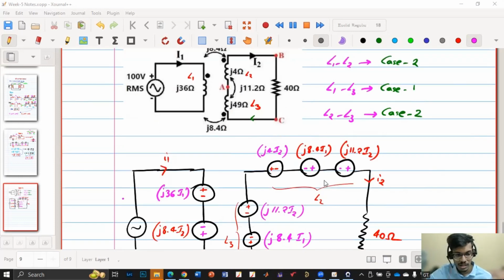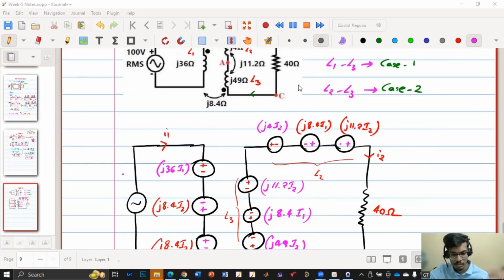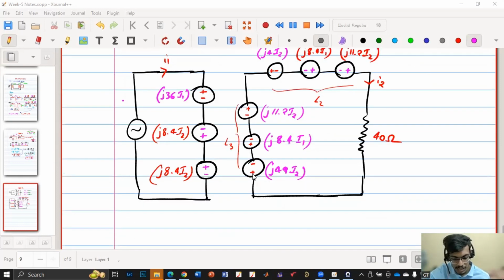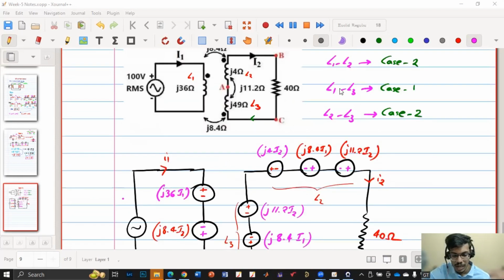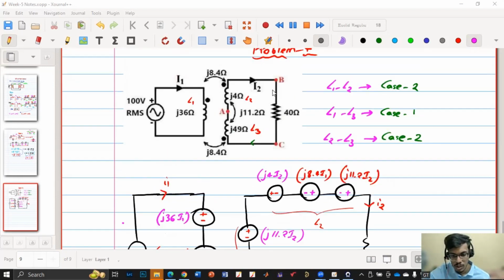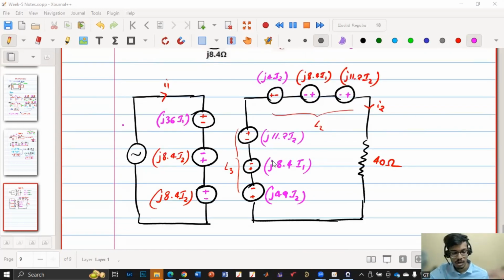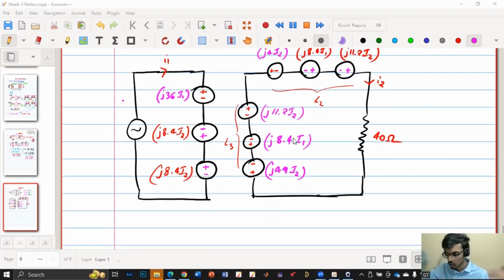And I have written the voltage expressions, which is the impedance into current. Now coming to L3, as current is entering from the bottom, the terminal is plus and minus. With respect to L1, it is having case 1, so the same polarity. With respect to L2, it is having case 2, so it is the opposite polarity. Now I have drawn all the polarities. If I had to make any mistake, it would be while making polarities, but I have made sure that I have not made any mistake. I hope you have understood until this point.